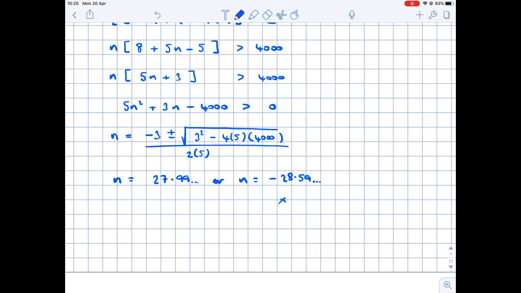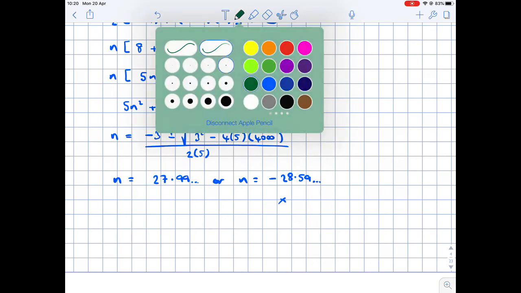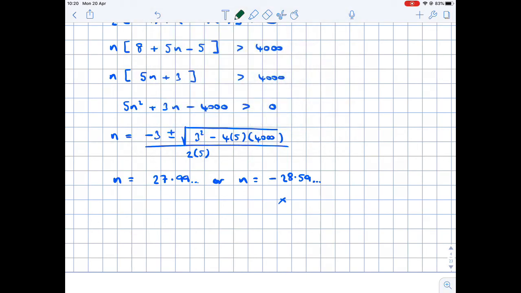On the left-hand side, we want to think, is it going to be 27 or is it going to be 28? Well, one way of thinking about this is to think of the graph. It is a positive n-squared graph, so it is going to look like a U-shape. If this crosses at two different places, the one on the right-hand side is 27.99. We want to know when this is bigger than 0, so we want n to be bigger than 27.99. Therefore, n is equal to 28. So at the 28th term, the series will exceed 2000.